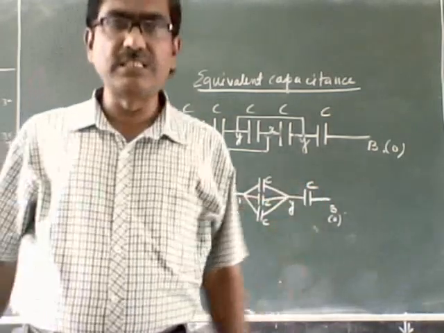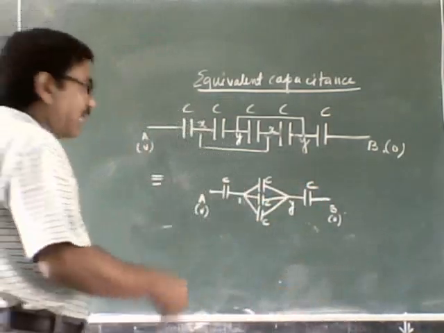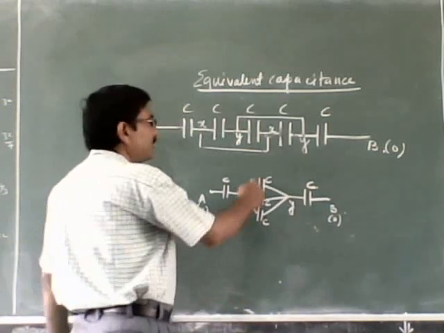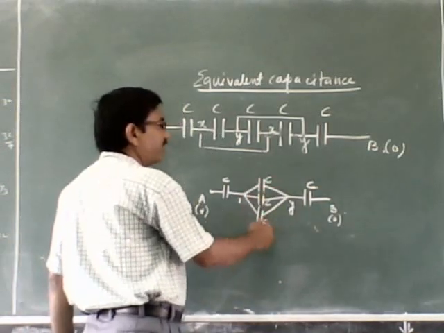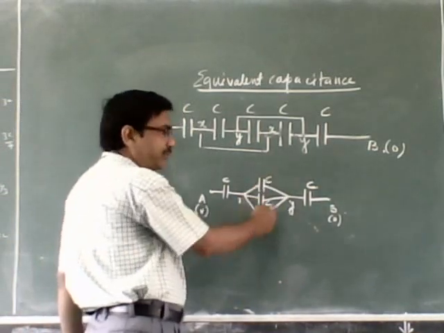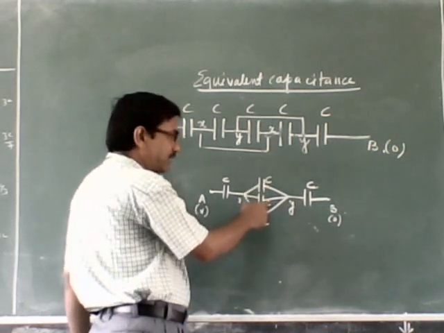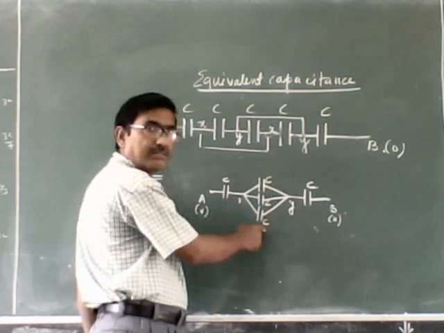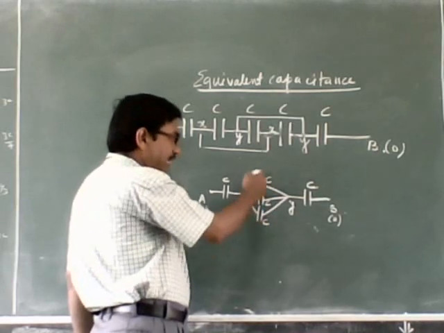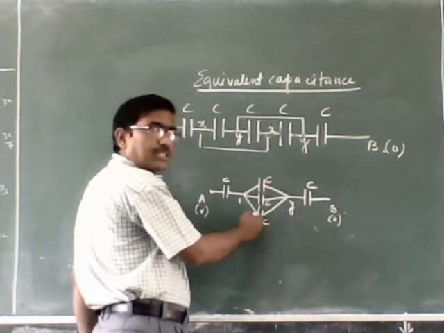So now it is easy for you to calculate the equivalent capacitance. These capacitors are connected in parallel. What will be their equivalent capacitance? Just the sum of their capacitances, meaning C plus C plus C, meaning 3C. So the equivalent capacitance of this combination is 3C.